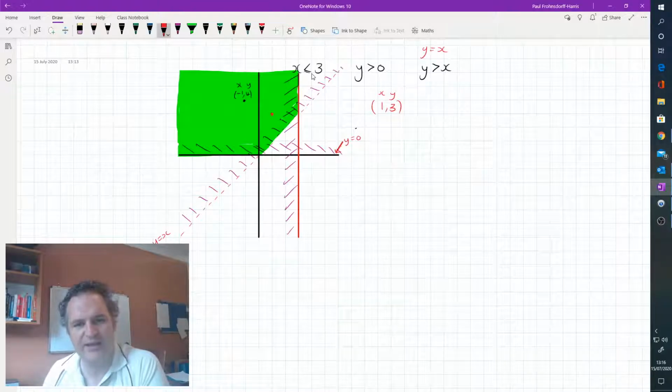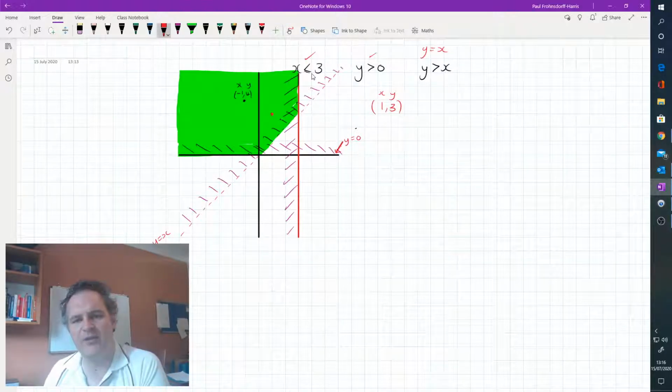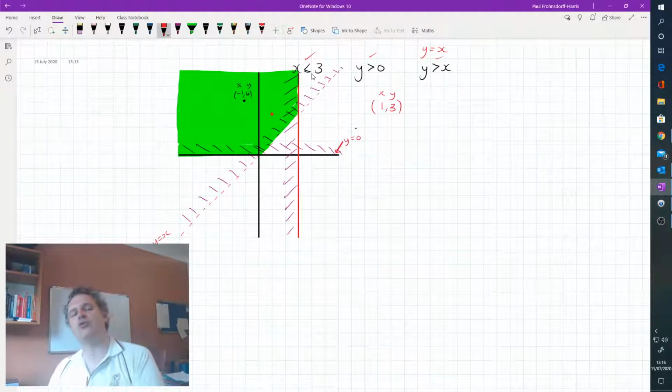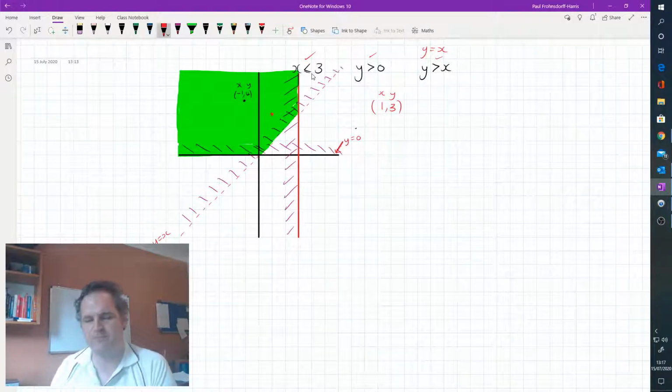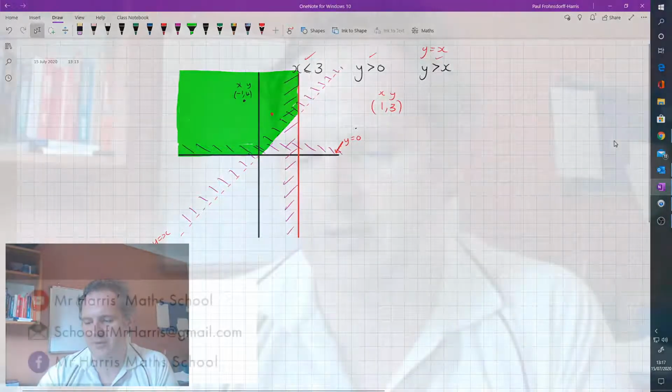And we can check it. Is 3 less than or equal to 3? Sorry, is 1 less than or equal to 3? Yes. Is 3 greater than 0? Yes. Is 3 bigger than 1? Yes. So it meets all 3 criteria. So you can always check a point to see if you've got it right and see if you're defining the correct region.